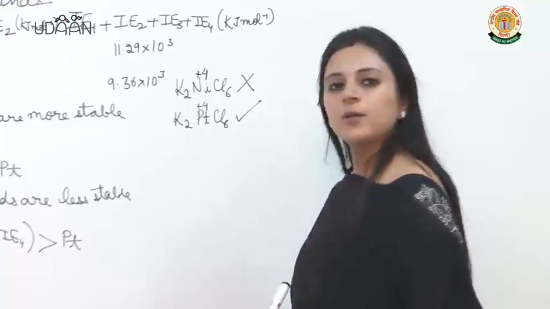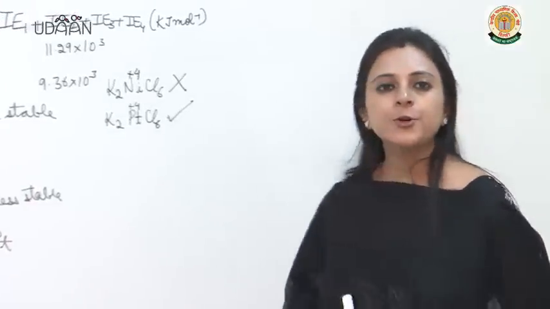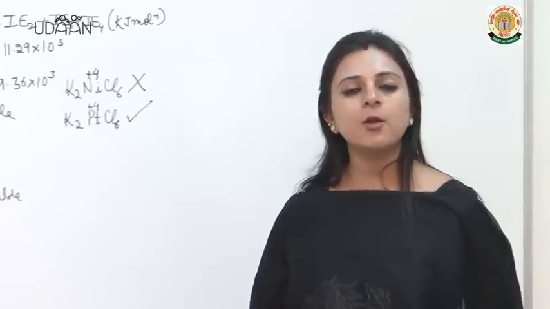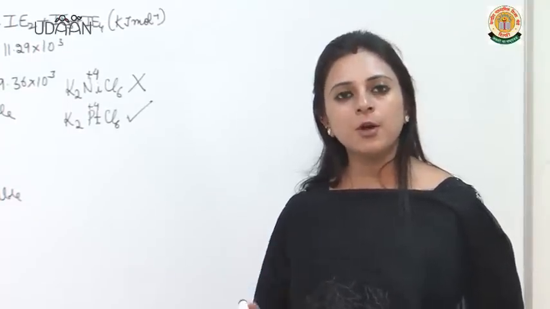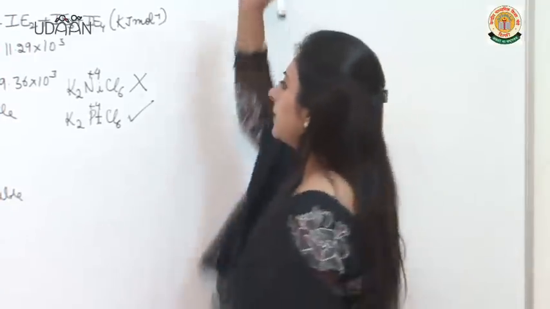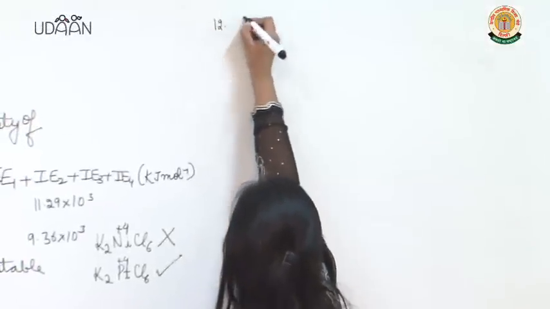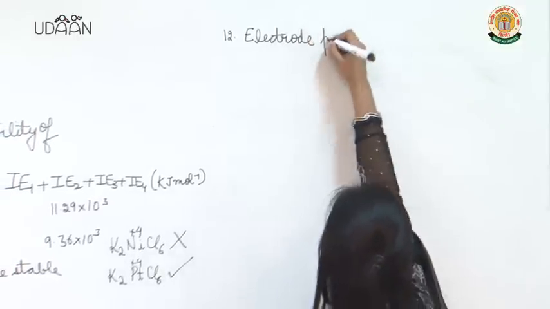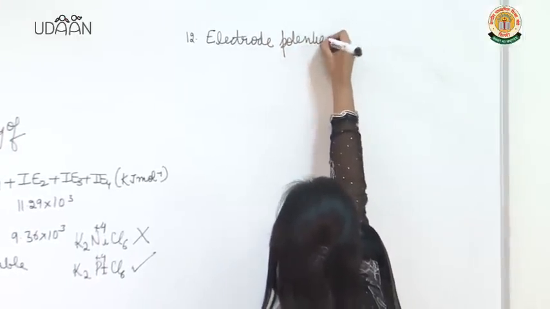Now let us discuss about the electrode potential and what are the important consequences and observations when we talk about the oxidation states and electrode potentials. Now let us discuss electrode potential and oxidation states.